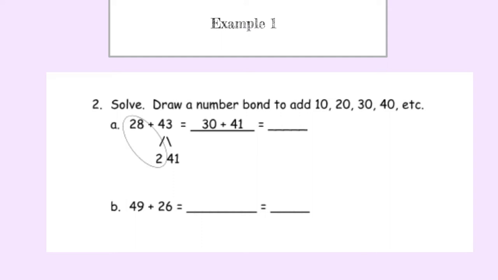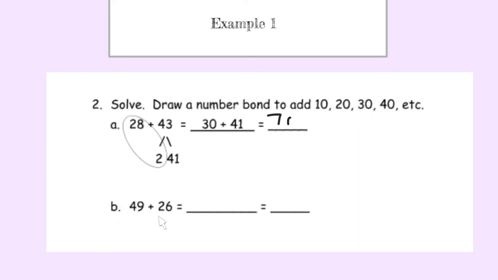We're always going to begin by reading the directions. So our directions tell us to solve and to draw a number bond to add 10, 20, 30, 40, etc. So step A shows us 28 plus 43 is equal to 30 plus 41. Now if we come over here, we can see that 43 was decomposed into 41 and 2, and they added that 2 to the 28 to get a 30, and used the leftover 41 to add to 30. We know that 4 plus 3 is equal to 7, and we're going to add that leftover 1 to make 71.